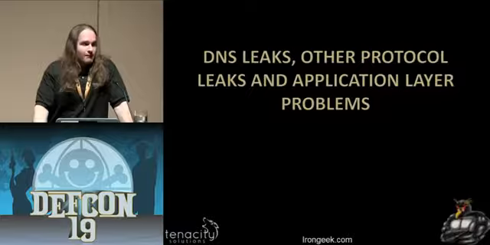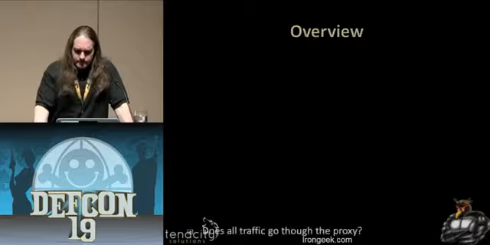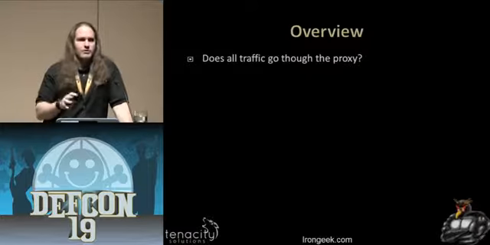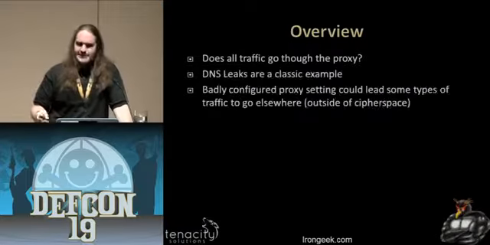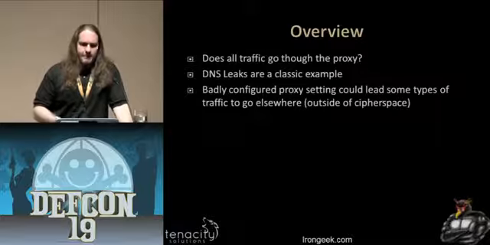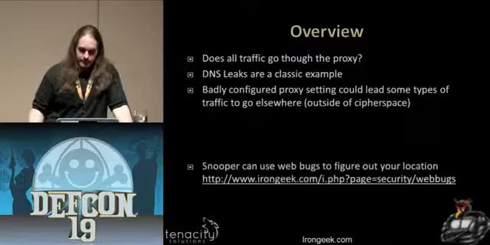The next kind of attack I'm going to talk about is DNS leaks and other protocol leaks on the application layer. Does all the traffic you're trying to send actually go through the proxy, or does some of it leak out in other ways? DNS leaks are a classic example, and badly configured proxy settings could also lead to some types of traffic to go elsewhere, and I'll show some of those bad configurations here shortly.